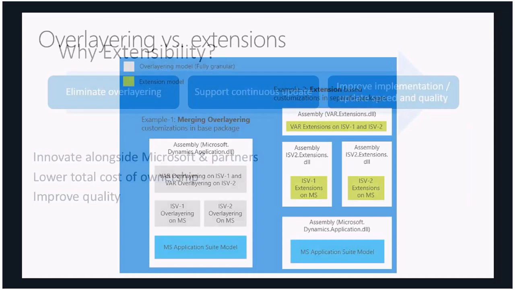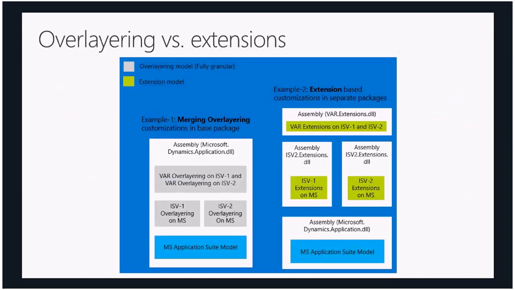I just want to take a moment here to ensure we are all on the same page. The example on the left is what I mean when talking about overlayering. There is the core application suite provided by Microsoft, which has been directly extended by multiple ISV solutions and a partner VAR solution to tie it all together. This entire set of code is compiled into the final application assembly, and any changes or hotfixes need to be merged across all four solutions.